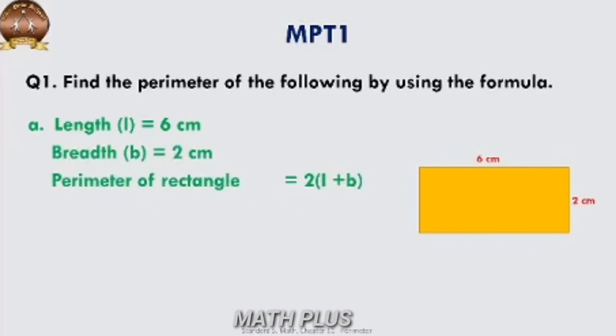Then we write the perimeter. Perimeter is using the formula. For a rectangle we have 2 times length plus breadth. So we fill in the places. Length is 6 centimeter and breadth is 2 centimeter. We put it inside the bracket.